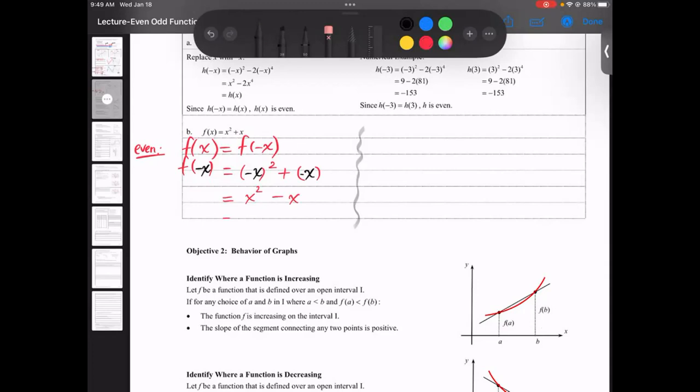Is it equal to x squared plus x? No, right? That means it's not equal to what? f of x. So f of negative x is not equal to f of x. That means it's not even. Right? What about odd? For f of negative x, we need to prove f of negative x equals negative f of x.